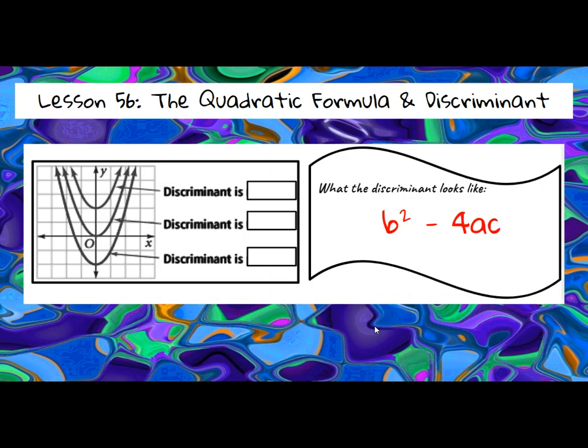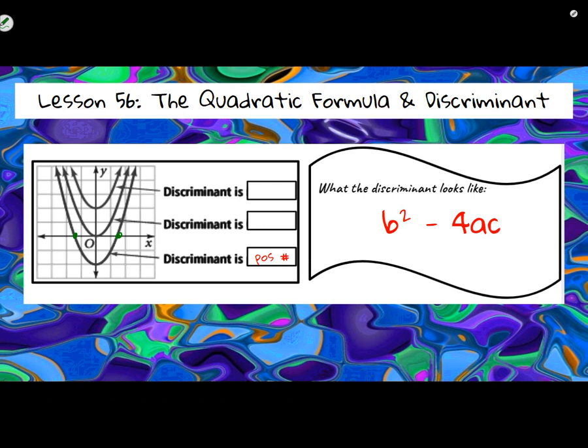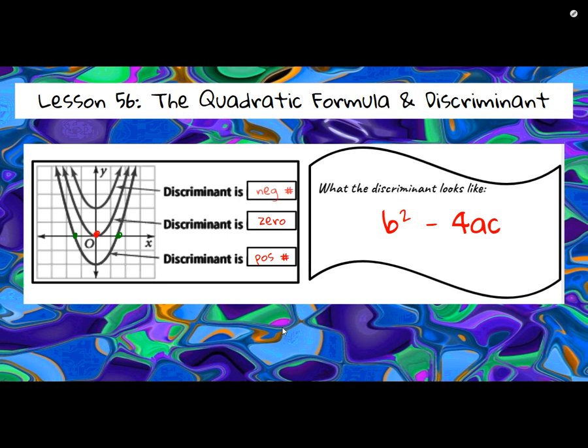Okay, so the discriminant looks like b squared minus 4ac. That's the part of the quadratic formula that's under the square root. x equals negative b plus or minus the square root of b squared minus 4ac all over 2a. So that b squared minus 4ac is the part that's under the radical. If the discriminant is positive, we will have 2 solutions. It will cross 2 times. If the discriminant is 0, it will touch the x-axis 1 time. If the discriminant is a negative number, it will not intersect the x-axis.